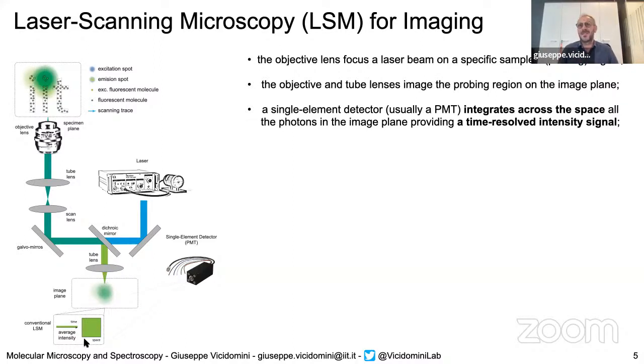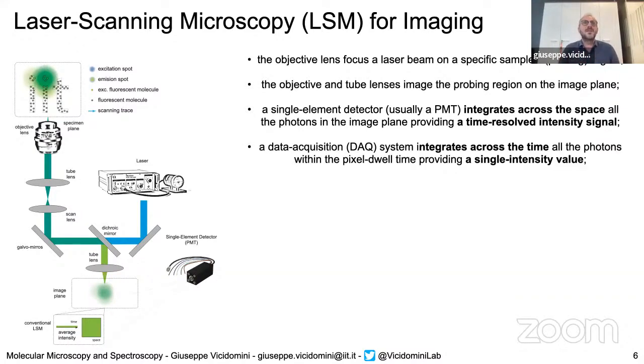you integrate these images. But the beauty of this detector is that, in principle, you have a very fast temporal resolution. You can basically have a signal that at least has some variation in time, because you know that fluorescence is dynamic, and this detector allows you to collect dynamics. But then what happens? Typically you have a data acquisition system that also integrates across time. So even if your fluorescence has some dynamics, you integrate across, for example, the pixel dwell time of your images.